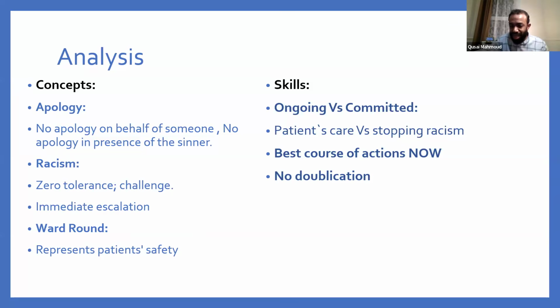How did I come to that? I analyzed the situation. I've seen so many apology questions. He apologized in this, but not this one. Why? Because the one who did the mistake was there. I need to make my own curriculum. You understand? So now, under the subject of apology, I knew no apology on behalf of someone, no apology in the presence of the sinner. This is the only way forward.